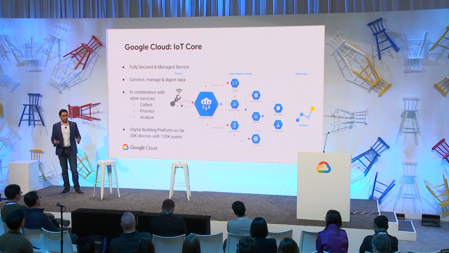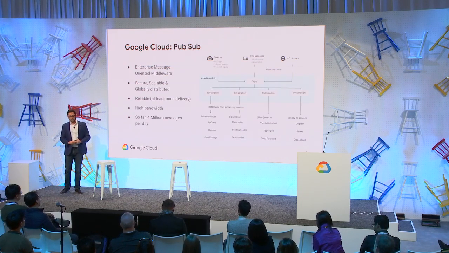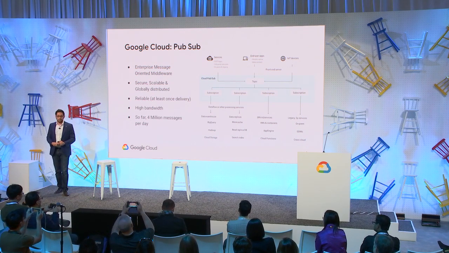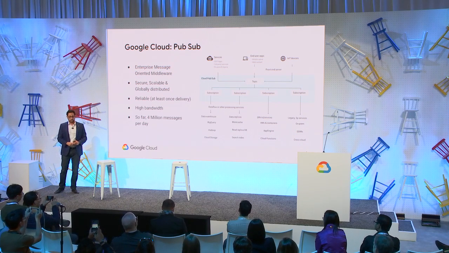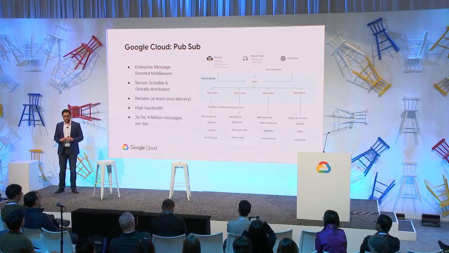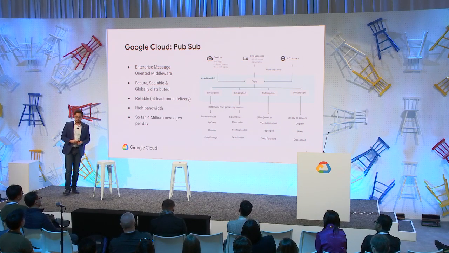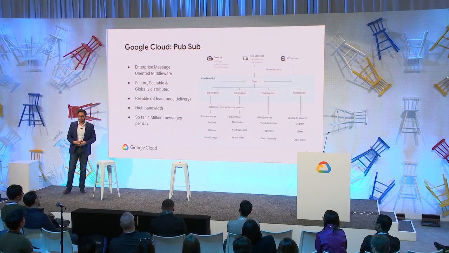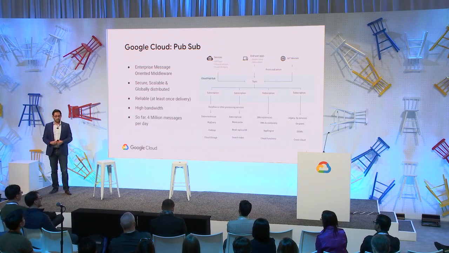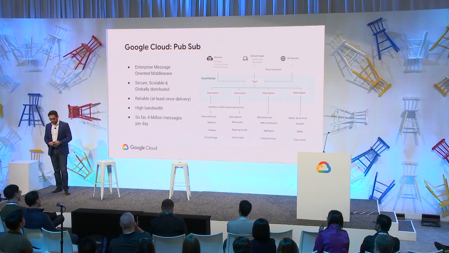So once these devices are connected and are pushing telemetry data to the cloud, we rely on Pub/Sub, which is an enterprise-oriented middleware. It's secure, scalable, and globally distributed, where you have a topic and multiple subscriptions that can collect the data for you. So far, these devices send approximately 4 million messages per day, which is kind of a lot, just to give you an idea about the scale that Pub/Sub can handle.